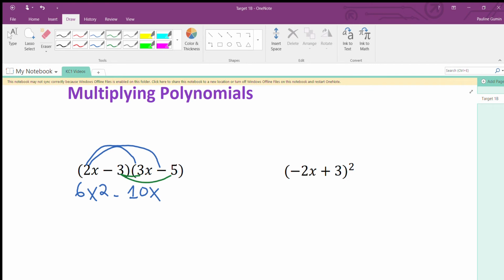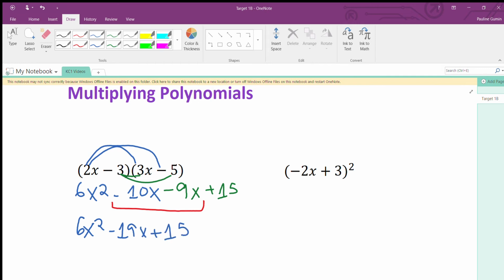All right. Negative 3 times 3x is negative 9x. Negative 3 times negative 5 is positive 15. We just have one last step left, and that is to combine like terms, which happen to be right in the middle. So we have 6x squared minus 19x plus 15 as our final answer.